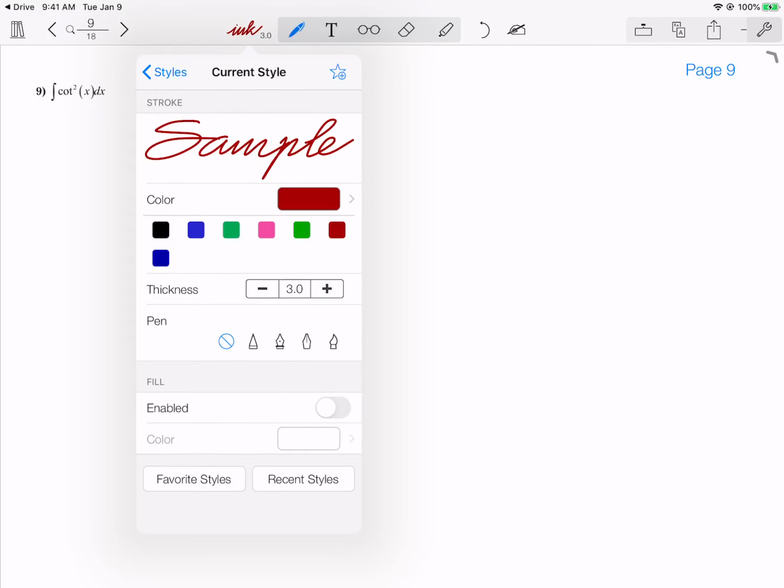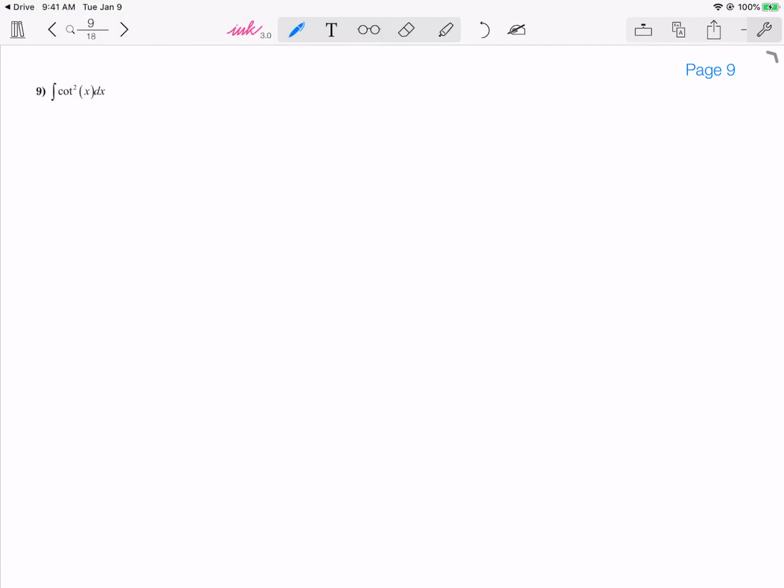Moving on. Let's go back to pink. Pink is fun. Cotangent squared of x. Well, we just wrote what that is. We know that cotangent squared x plus 1 is equal to cosecant squared x. So a simple rewrite means that I've got the integral of cosecant squared of x minus 1.